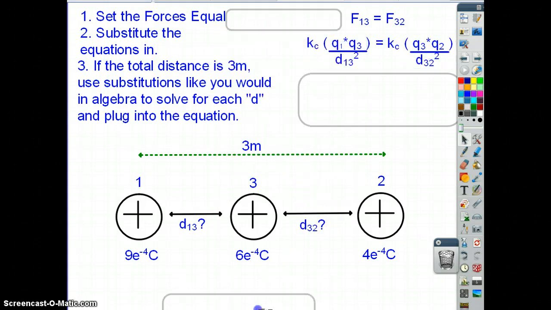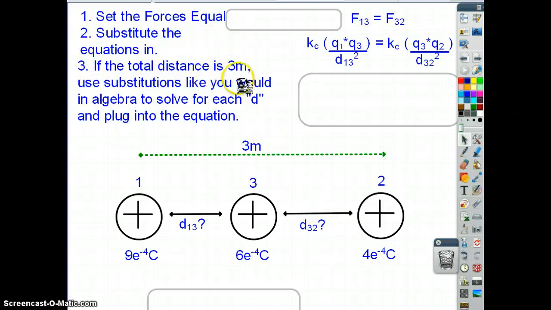Alright, now you're ready for step 2. Substitute the equations in. So Coulomb's constant times charge 1 times charge 3, because we're doing 1, 3, over distance 1, 3 squared. This is distance 1, 3. Then Coulomb's constant times charge 3 times charge 2 over distance 3, 2 squared. Distance 3, 2 is this distance here. Go ahead, pause it. Alright, now you got that written down.